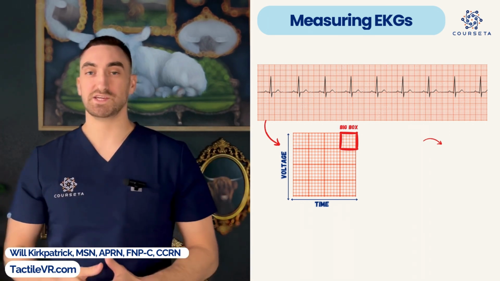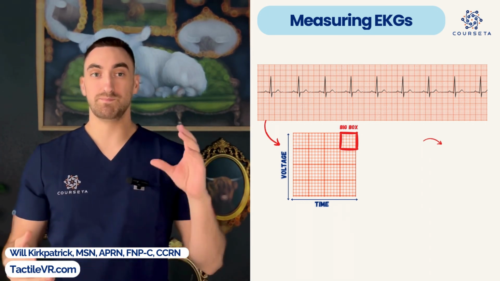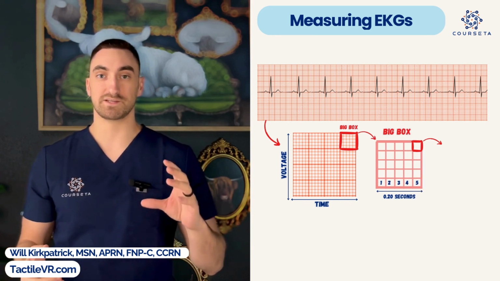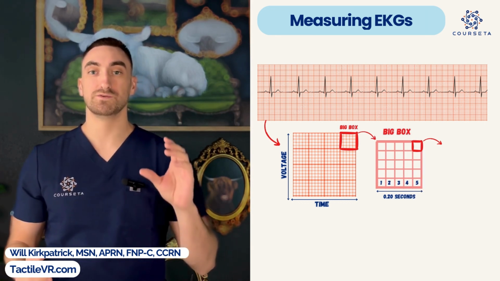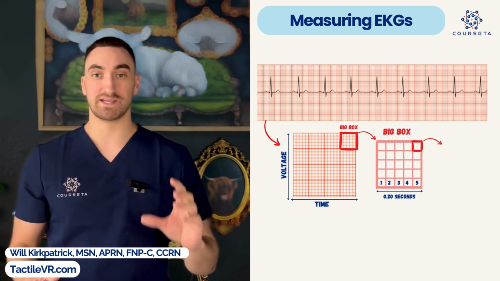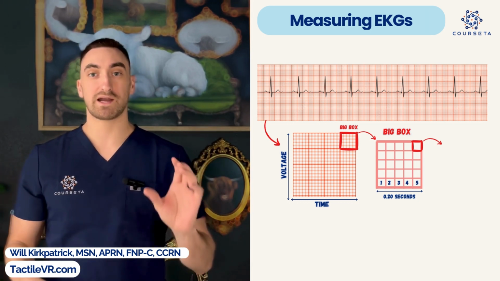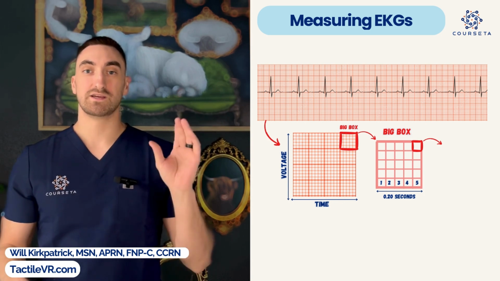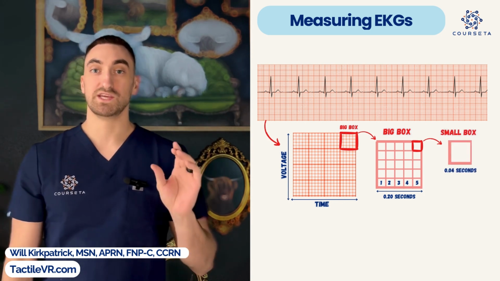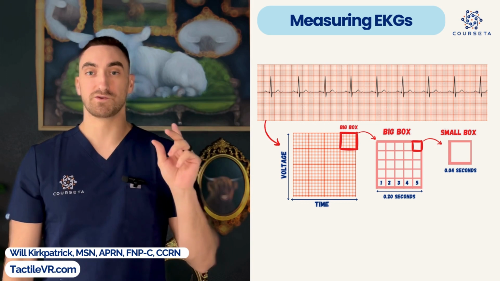So you see behind the EKG rhythm, there's a bunch of boxes. Well, a bigger box that holds 5 small boxes equals 0.20 seconds. You guys are going to need to write these down, as this is vital for interpreting lots of different rhythms. So a big box, 0.20 seconds, holds 5 small boxes, which each equal 0.04 seconds.